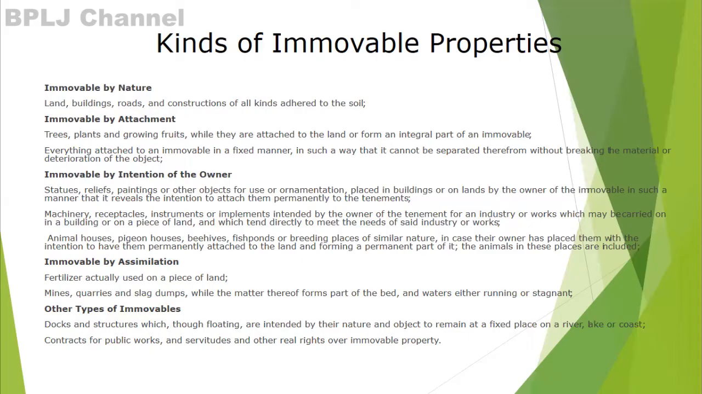Another kind of immovable property is an immovable by assimilation. It is mixed with the immovable in such a way that you can no longer separate it from the immovable because it already formed part of the immovable to which they are mixed. An example is fertilizers. If you mix fertilizers on a piece of land, you can no longer separate the fertilizer from the land on which they are mixed.